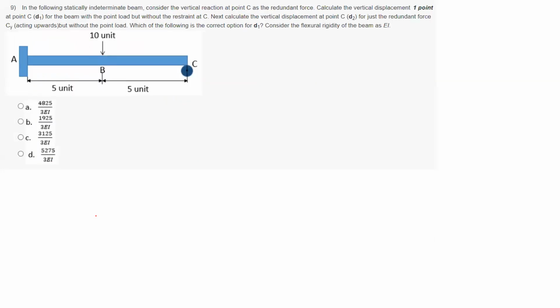Then we have the following statically indeterminate beam. Consider the vertical reaction at point C as the redundant force. Calculate the vertical displacement at point C, D1, for the beam with the point load but without the restraint. Means we are first in this case. So we have load over here, 10. This is 5. This is 5.